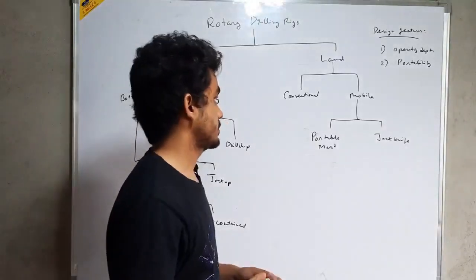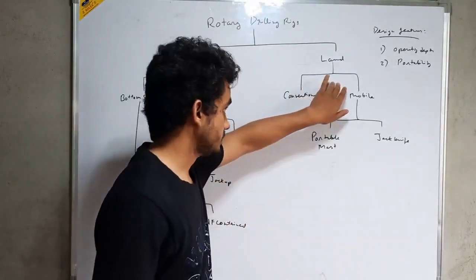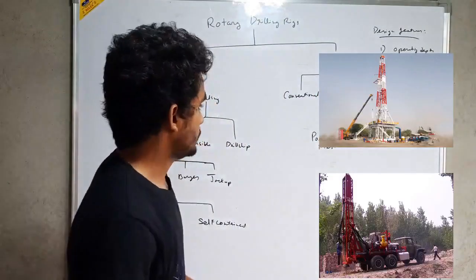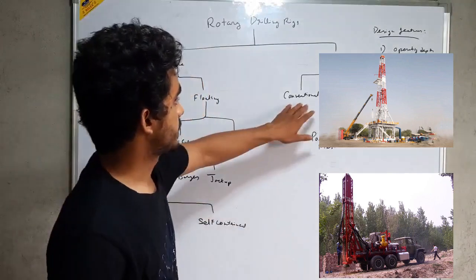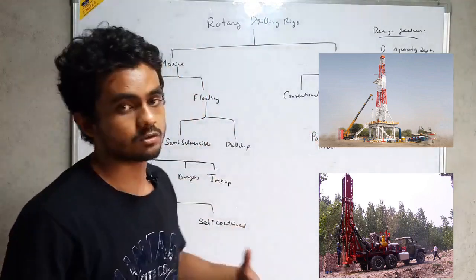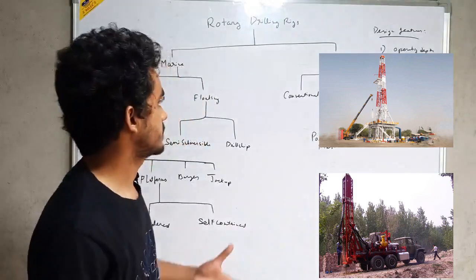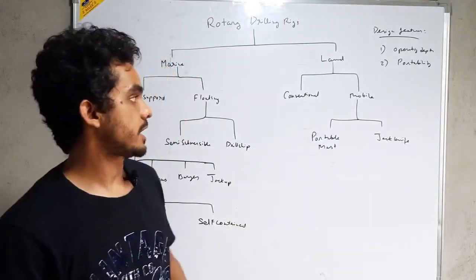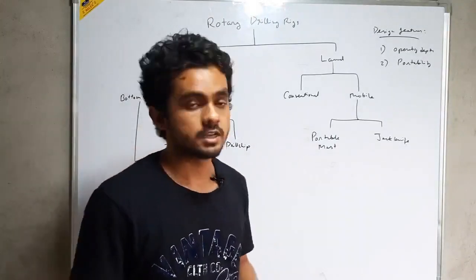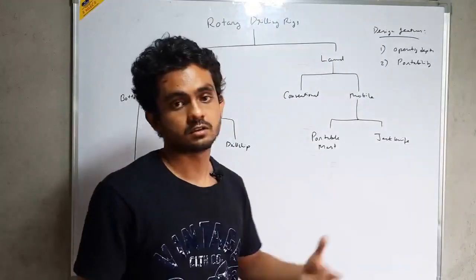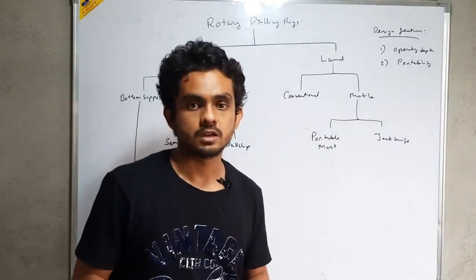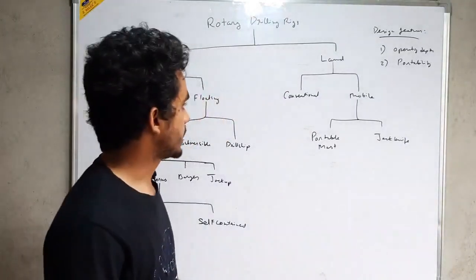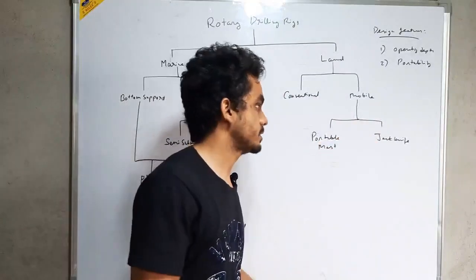Based on these design features, we can again classify the land rigs into conventional types and mobile types. In conventional rigs, the rigs are built on site itself. In earlier days, when conventional rigs were more popular, they were built on the site itself, and after the drilling process was completed, they used to leave these conventional rigs on the site itself. Now that is a very expensive affair. So in order to avoid that, the idea of mobile rigs came into existence.